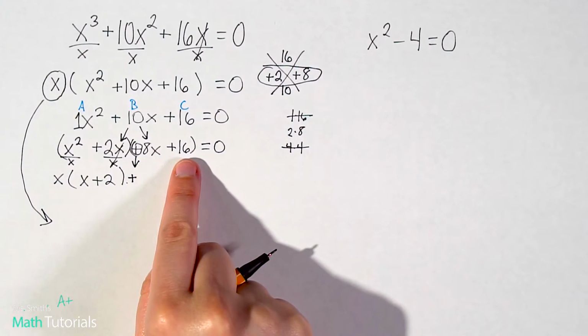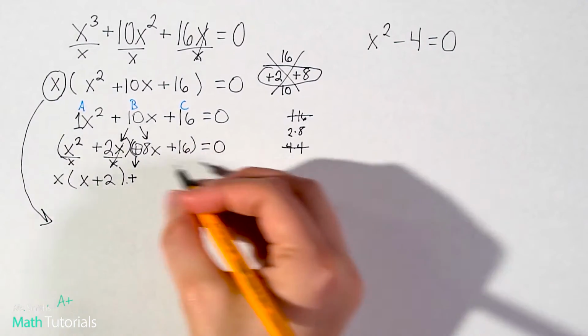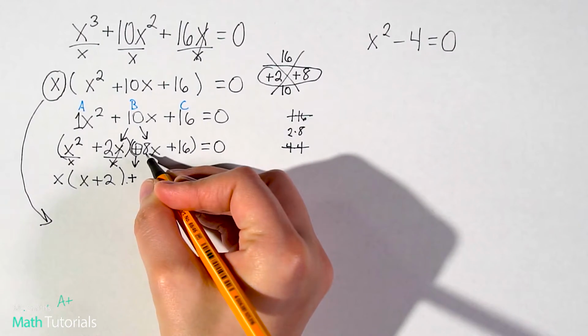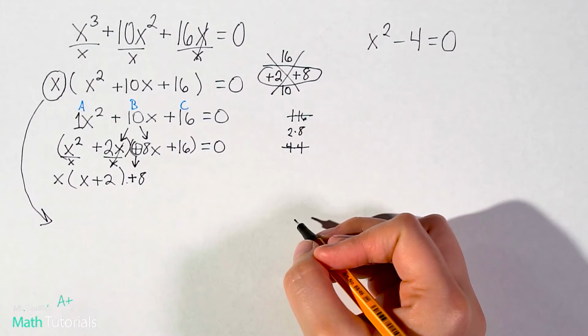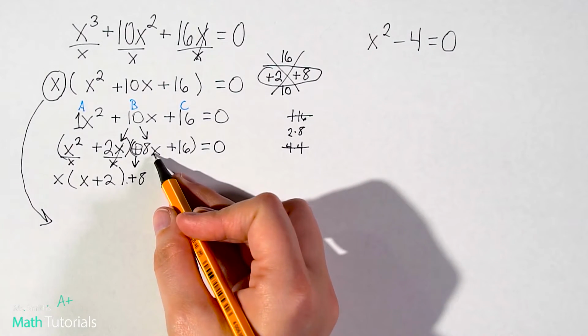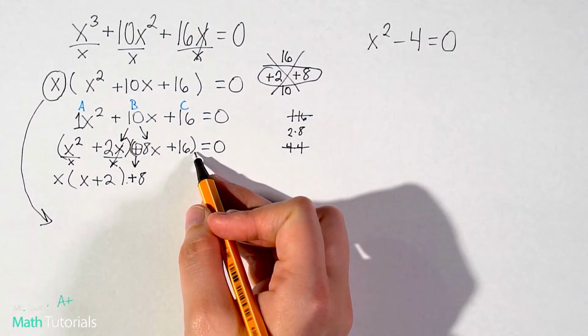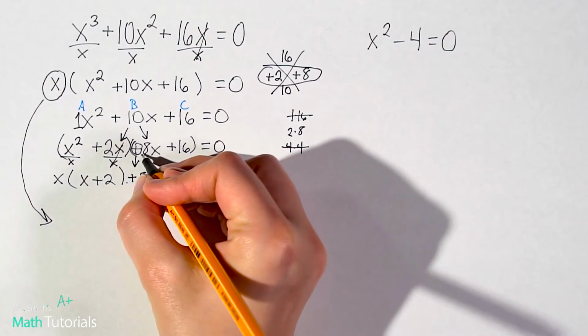Okay. 8 and 16, my GCF would be 8. I know 8 goes into 8. I also know 8 goes into 16. So my GCF would be 8. I can't bring an x out because even though that one has one, that one doesn't. So let's factor out this positive 8.